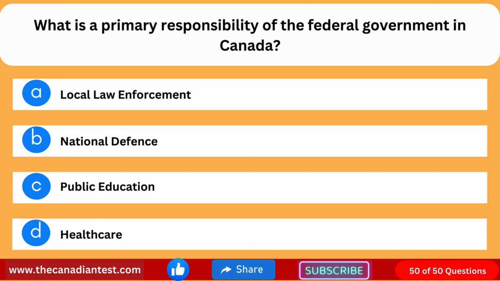What is a primary responsibility of the federal government in Canada? Option A, local law enforcement. Option B, national defense. Option C, public education. Option D, healthcare.